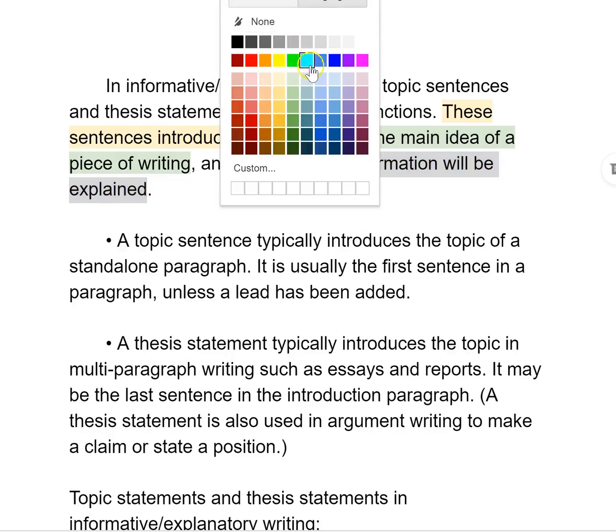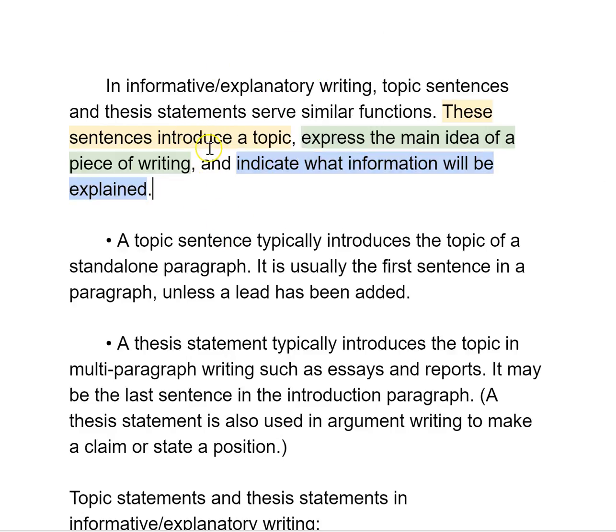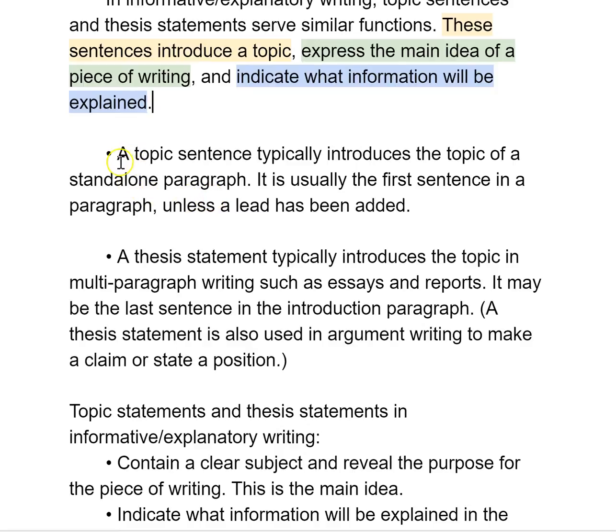Okay. So you're going to find out what you're going to be reading about, what's the main thing you're going to be learning, and maybe some details about what exactly you're going to be learning of the main idea. What about the main idea are you going to be learning? Okay. So a topic sentence typically introduces the topic of a standalone paragraph. That means a paragraph all by itself. Okay, so each paragraph should be one main idea, one thought.